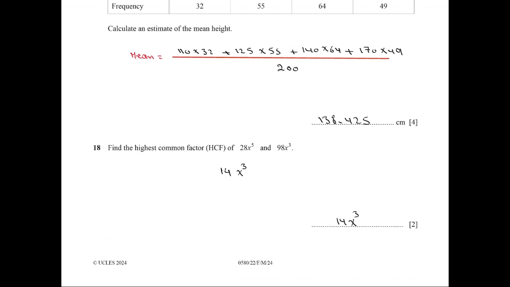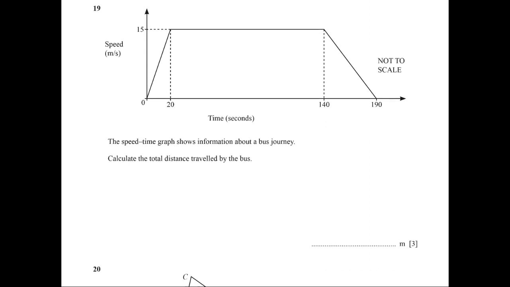Next question. Question 19. Calculate the total distance traveled by the bus. The total distance traveled by the bus means the area under the graph. To find the area under the graph, this is a trapezium. The area of a trapezium is equal to B1 plus B2 over 2 times height. The length of base 1 is this one. This is base 1, from 0 up to 190.